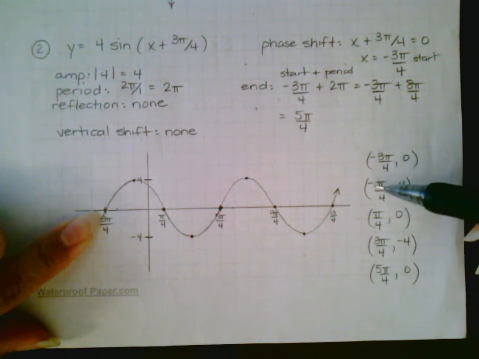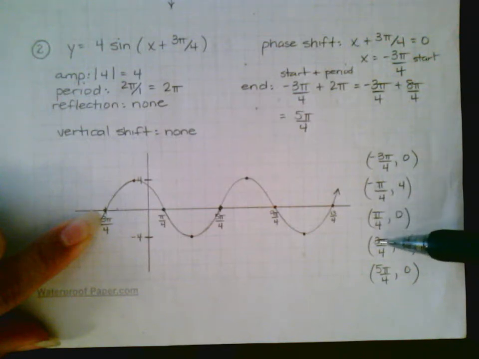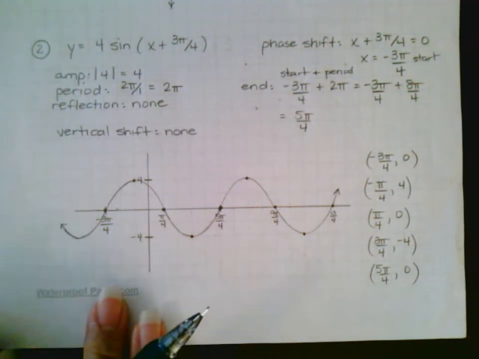Negative 3 plus 2 is negative 1. Negative 1 plus 2 is 1. 1 plus 2 is 3. 3 plus 2 is 5. So it went up by 2 fourths. And it fluctuated. Okay? Alright.